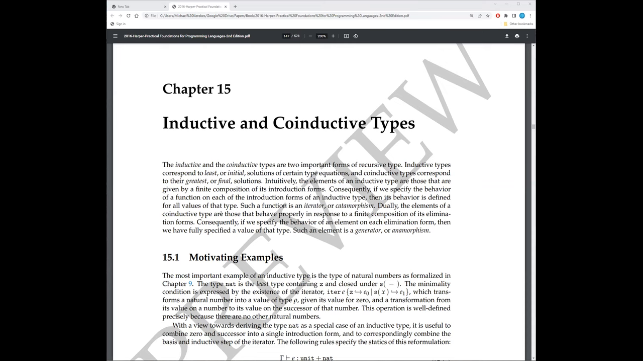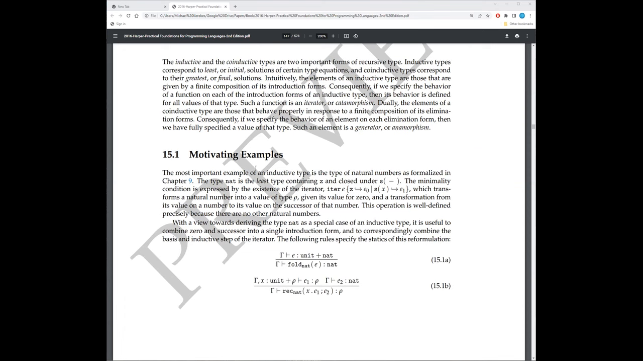Dually, the elements of a coinductive type are those that behave properly in response to a finite composition of its elimination forms. Consequently, if we specify the behavior of an element on each elimination form, then we have fully specified the value of the type. Such an element is a generator or an anamorphism. And natural numbers is the most important example, I guess.